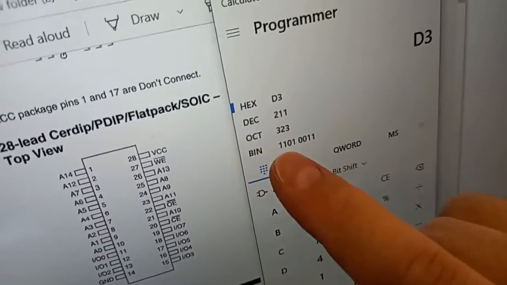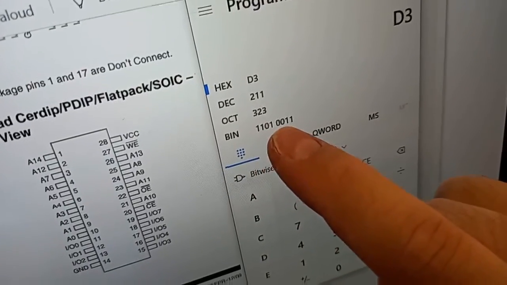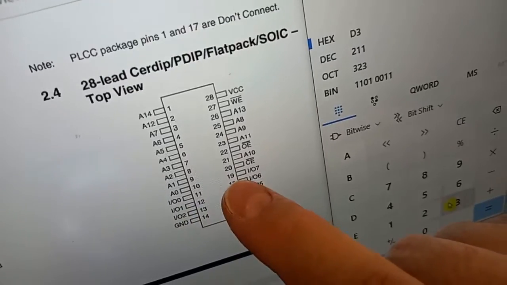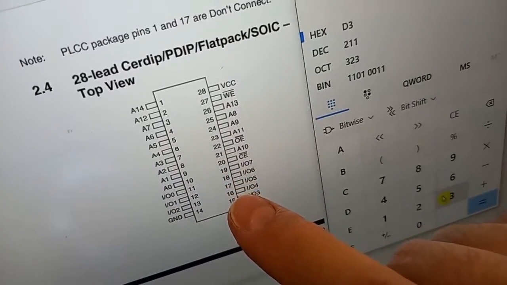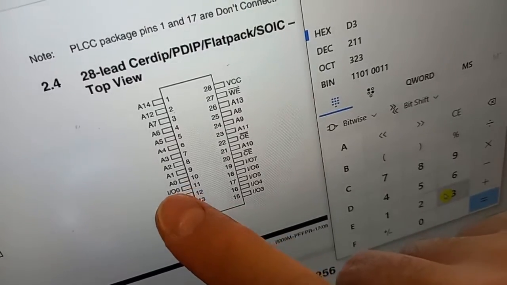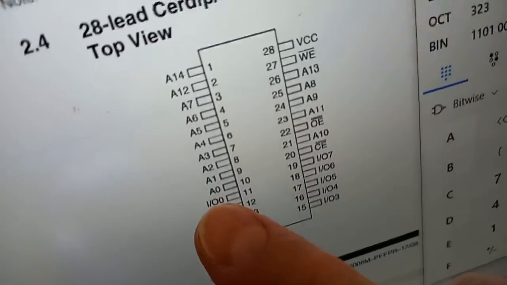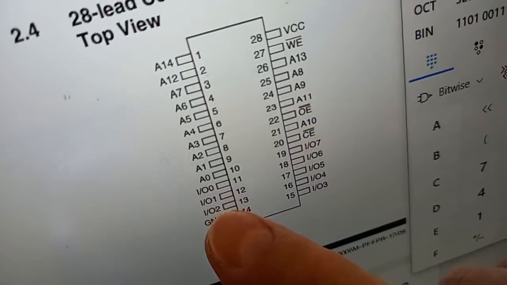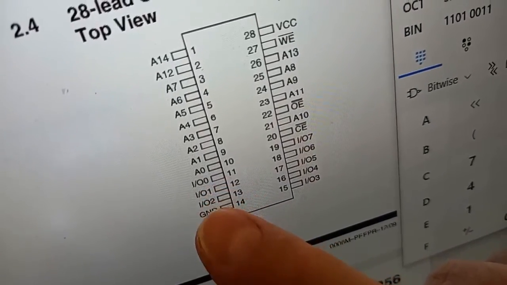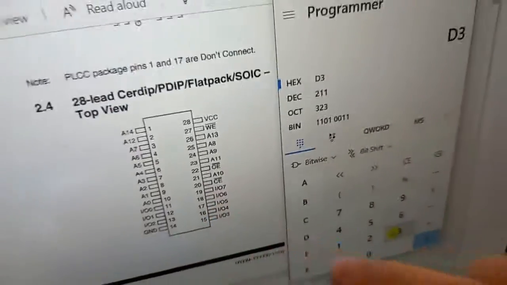That means this number, 11010011, we will find at these data pins. They are named IO here, but I would name them rather D0, D1, D2, and so on. So you get the idea, yeah?